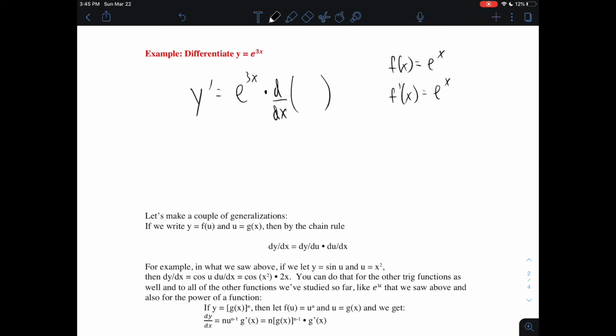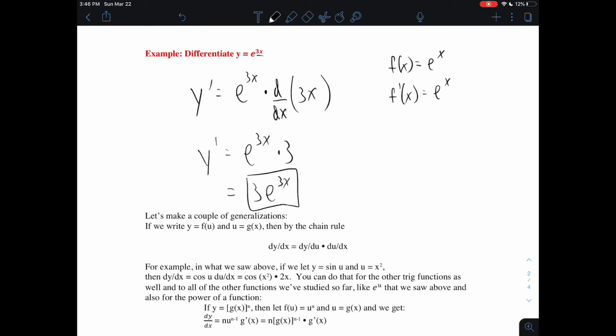The inside function in this case is 3x. And the derivative of 3x is just 3. And then again, we can clean this up. This gives us 3e to the 3x.